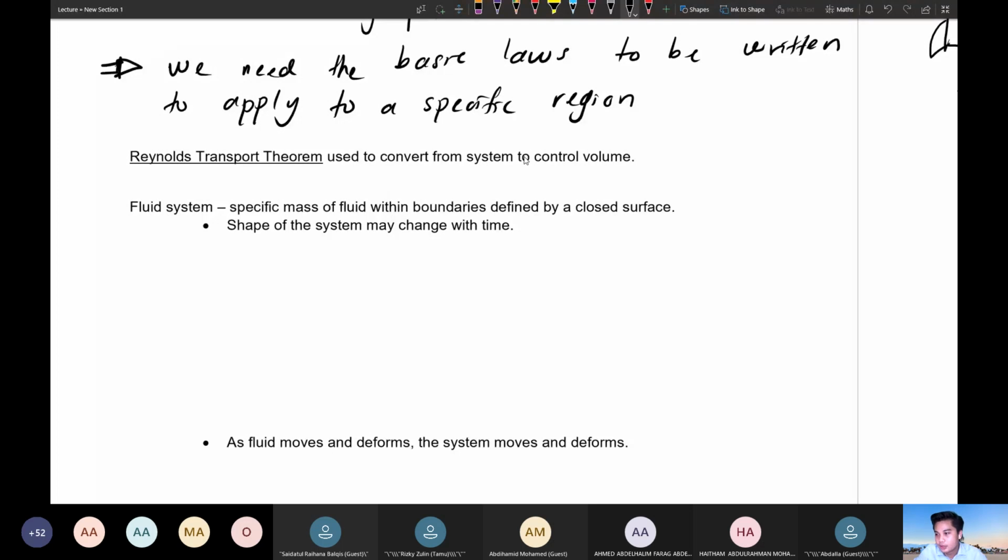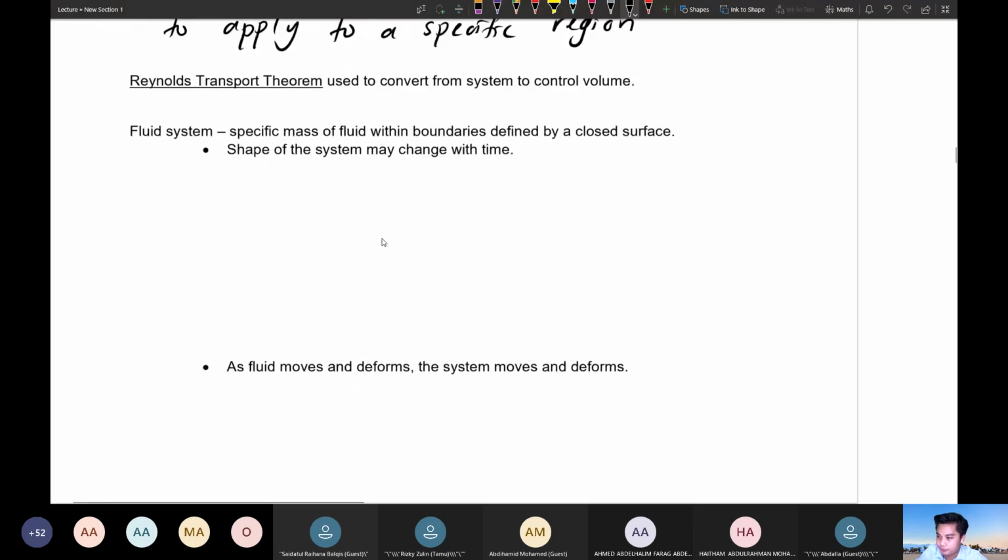Okay, so a fluid system is a specific mass of the fluid within the boundary defined as the closed system. Okay, the shape of the system may change with time. However, for the control volume, it will be fixed at all times.